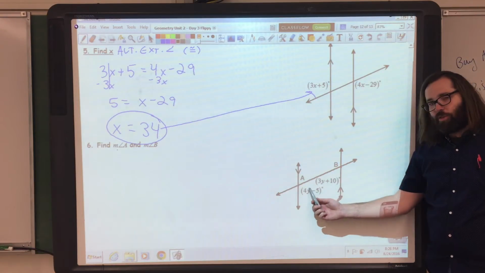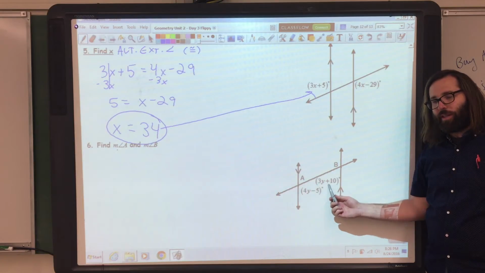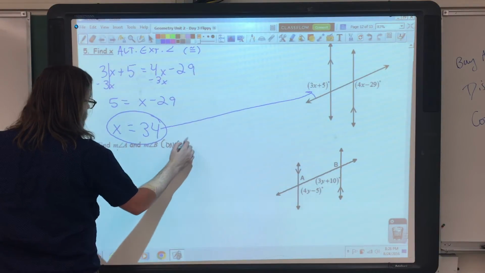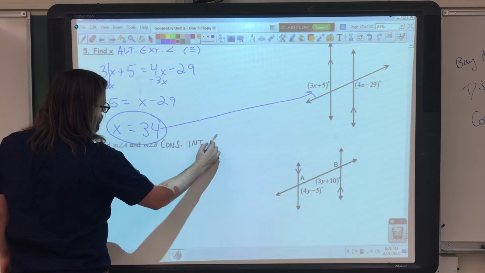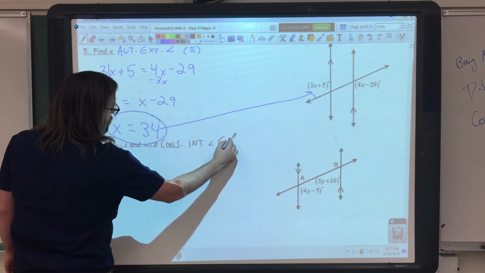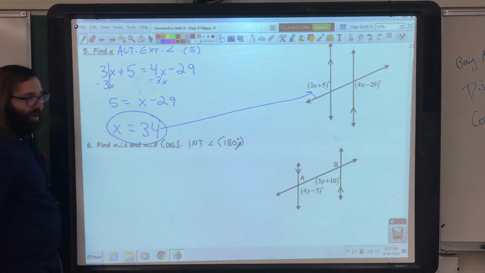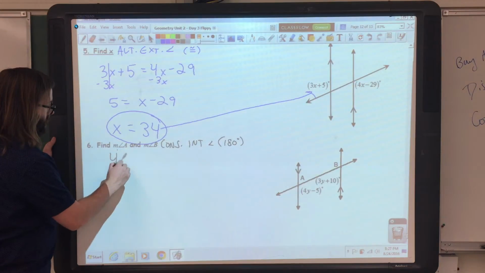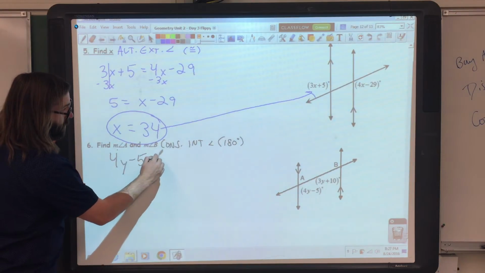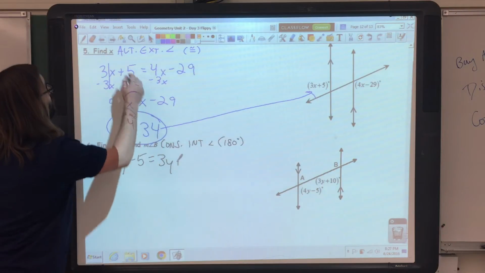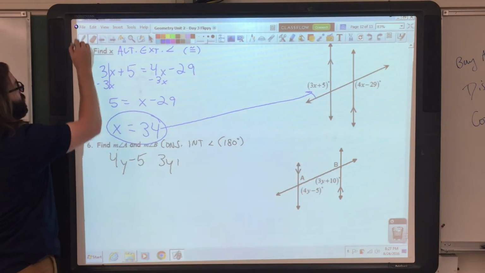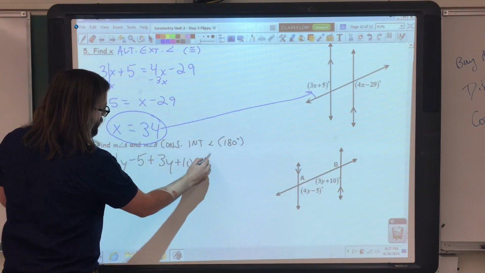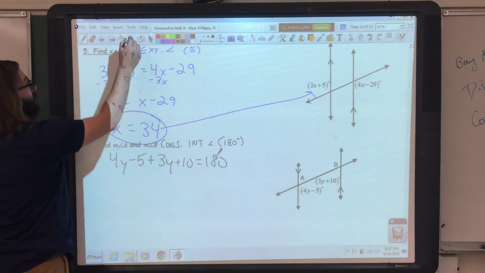So we know these two are consecutive interior angles and they are supplementary. We know they add up to 180. So let's add them up. 4y minus 5 equals... whoopsie. 4y minus 5 plus 3y plus 10 equals 180.